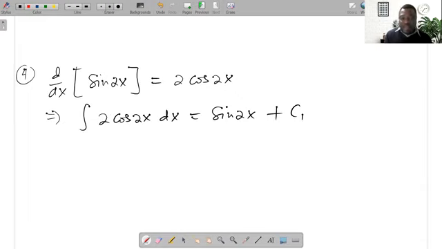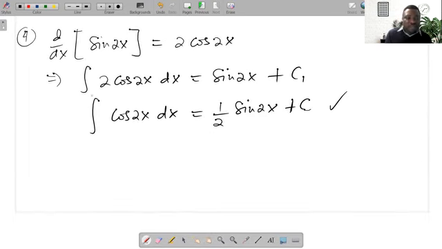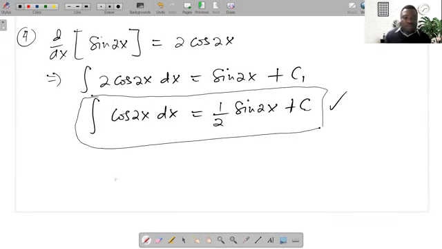I have a 2 here. I can pull that 2 out and divide through by 2. If I do that, it gives me that the integral of cosine 2x dx should be equal to 1/2 sine 2x plus c. I'm still dividing this c1 by 2, but at the end of the day it becomes a constant by itself. So I just do it that way. This is always true. This is something that you have to know. It's not too hard.